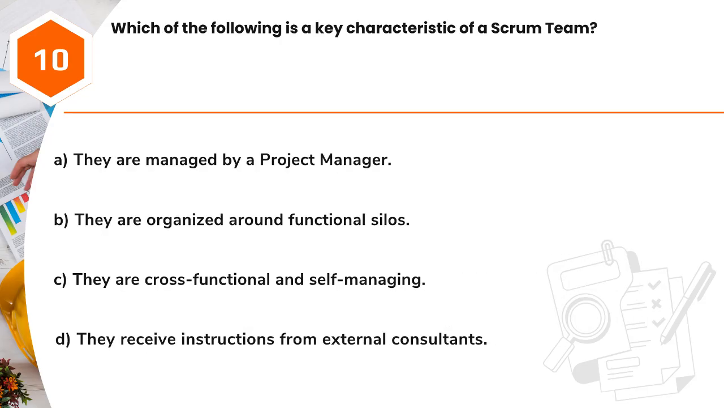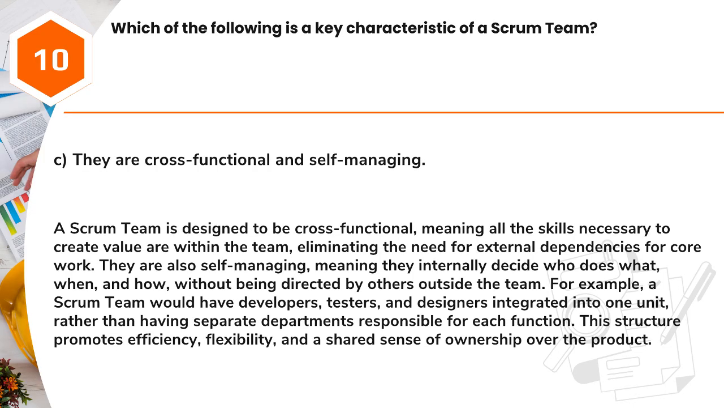Question 10. Which of the following is a key characteristic of a Scrum team? A. They are managed by a project manager. B. They are organized around functional silos. C. They are cross-functional and self-managing. D. They receive instructions from external consultants. Answer: C. They are cross-functional and self-managing.